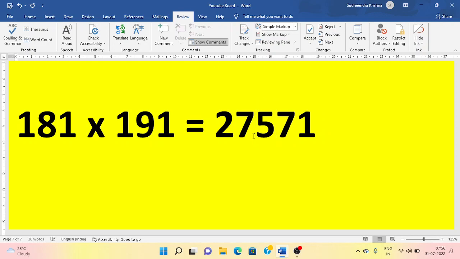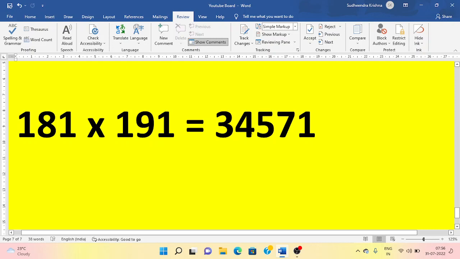So on the left side of 5 you already have 27. 27 plus 7 carry will give you 34. So this is the required answer. So 181 into 191 is equal to 34,571. It's as simple as this.